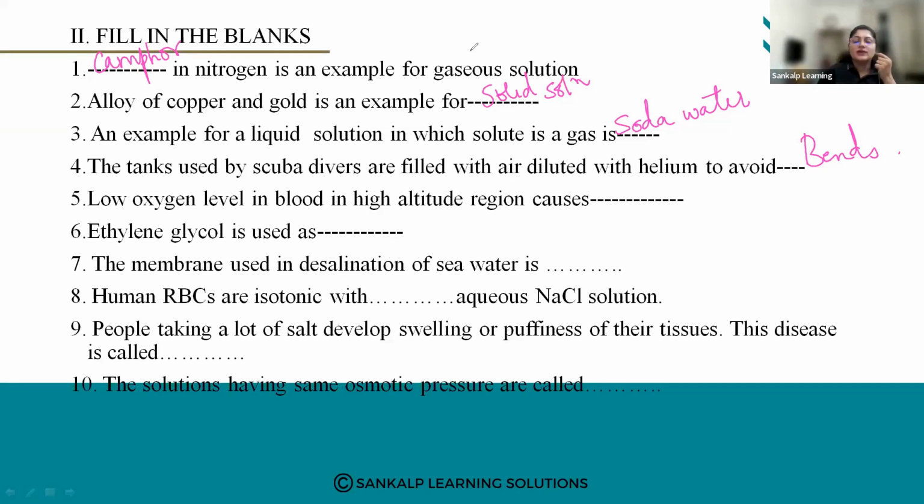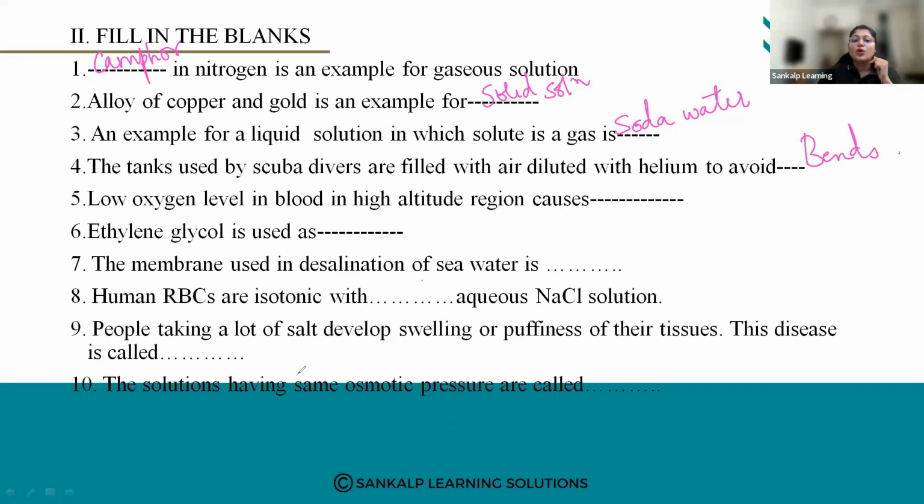Then at high altitude, the oxygen level goes on decreasing. Why? It is due to low atmospheric pressure. So these are some of the important applicative questions. Application questions are asked more on Henry's law. Next, low oxygen level in blood in high altitude region causes.